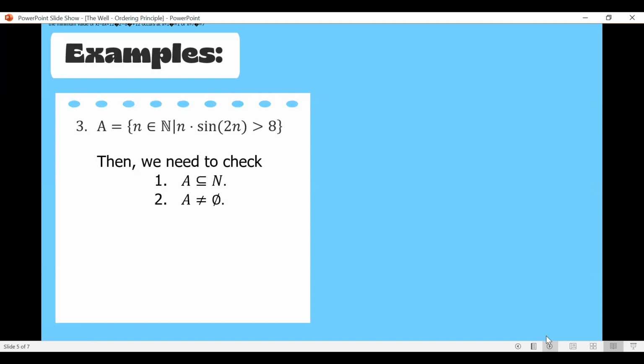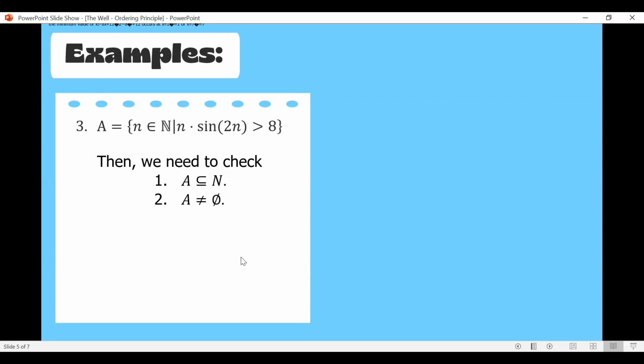Let's check if the two conditions are satisfied in the given set. For set A, for the first condition, we have A is a subset of natural numbers. Yes, it's true because it is given. It is stated in the description of this set that n is an element of natural numbers, or the elements of the given set are elements of natural numbers, or a subset of natural numbers.